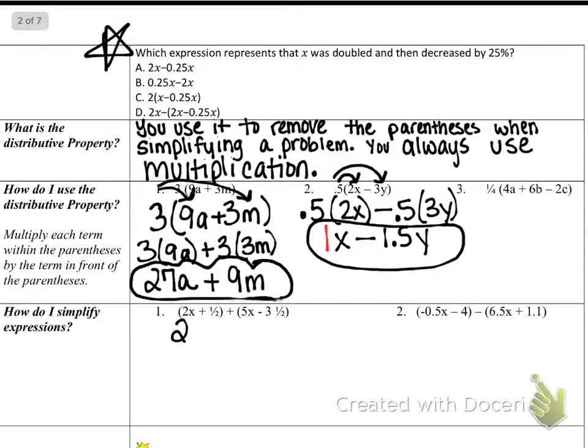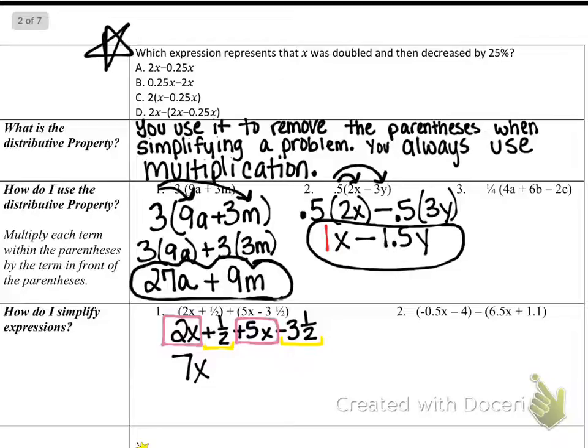So my first step, I'm just going to say 2x plus 1/2 plus positive times 5x is still a positive 5x. Positive times a negative 3.5 is still a negative 3.5. We're going to represent that as a subtraction sign. Now, I'm going to combine like terms. 2x plus 5x, and then positive half minus 3.5. 2x plus 5x is 7x.